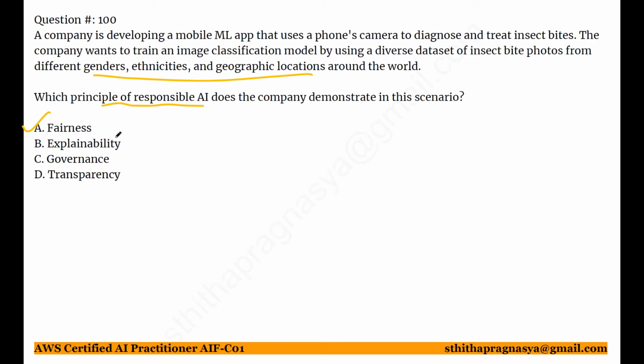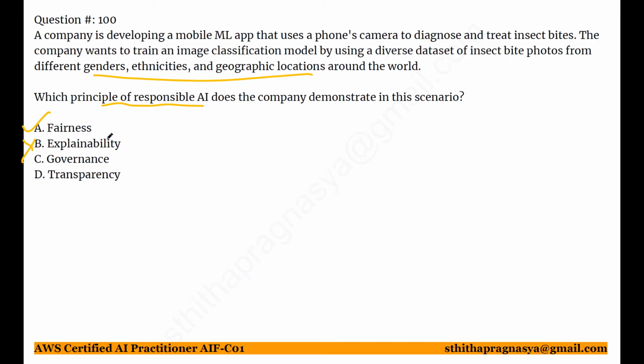And option B, explainability. This refers to the ability to understand and interpret how an AI model makes decisions. This principle involves making the decision-making process transparent and understandable, which is unrelated to the company's effort to use a diverse dataset for reducing bias. So this is not correct, as the scenario does not address the explainability of the model.